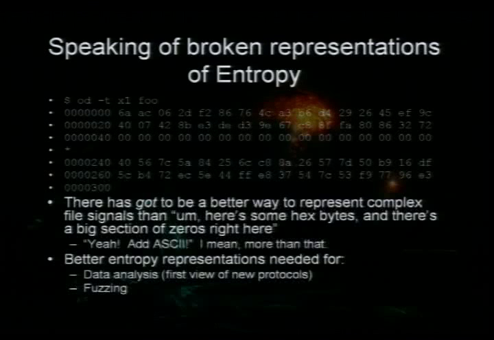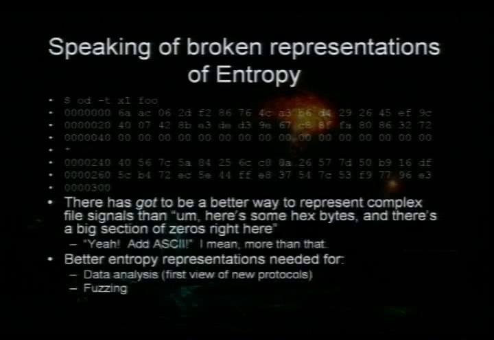People go, ah, yes, for our hex dumper, we'll add ASCII. Okay, that's still not very helpful. We need a little better. Now, why do we need better? Well, first of all, because if you're like me, you like looking at random protocols and seeing what the heck they do. And second, fuzzing. Anyone notice fuzzing is breaking the crap out of everything?